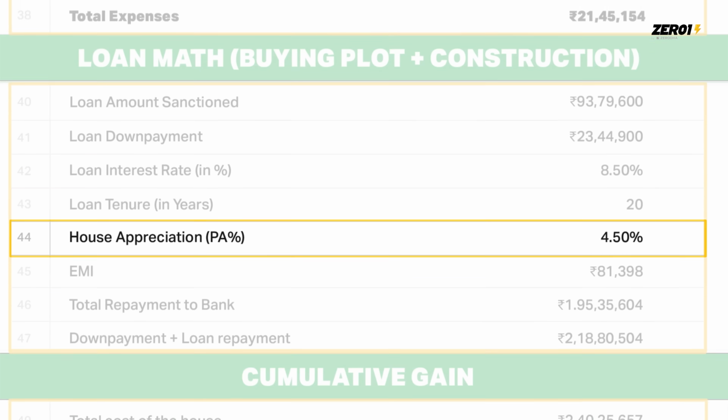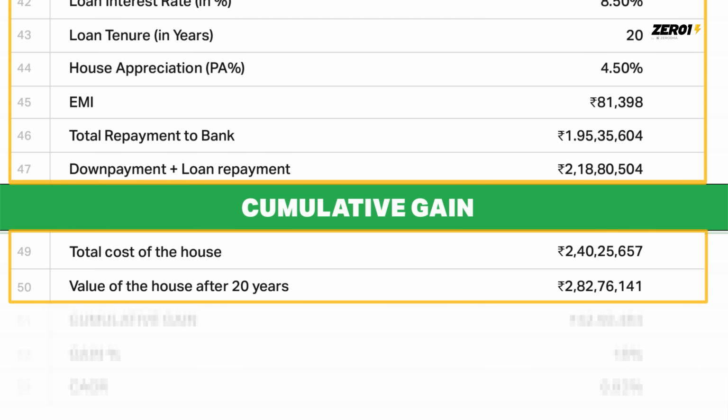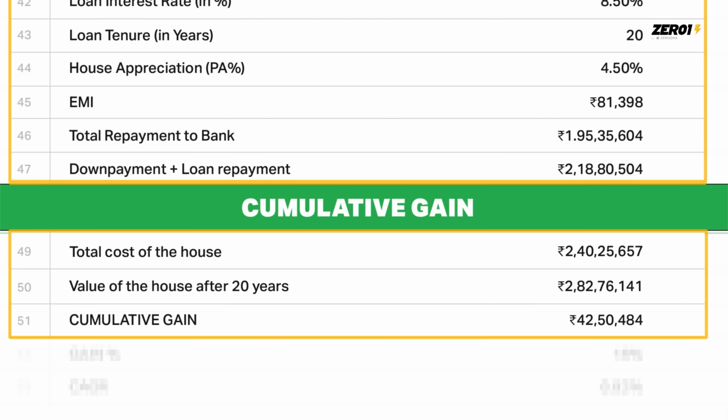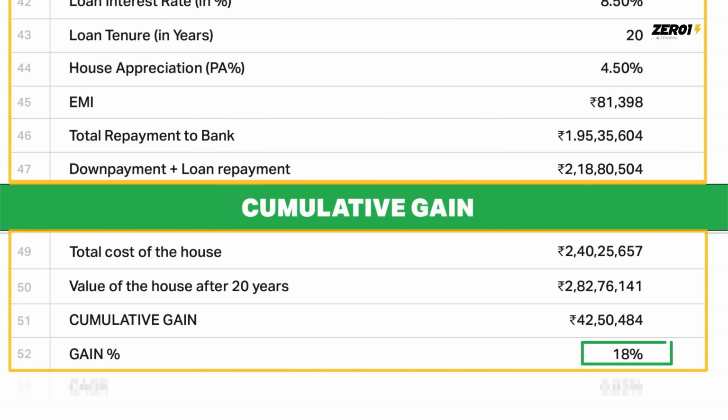Over 20 years, it becomes 2.83 crores. That means the total cumulative gain is 42 lakhs. Basically, that's about 18%. The winner over here is obvious. No, it's not. We're not done. We still have one more thing to actually account for, and then we'll know which one actually wins.